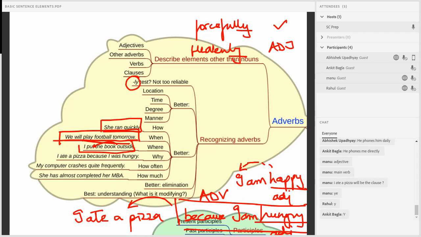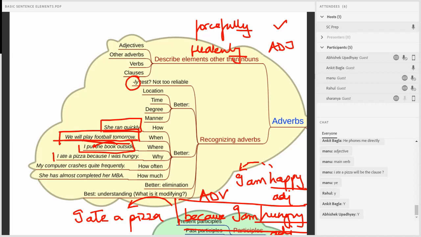Okay, I've got 2 or 3 yeses, 4 yeses. Okay, Sharanya's dropped out. Fair enough. All right, good. Now, the next one goes to Ankit. Ankit, what is the adverb that we can see here?